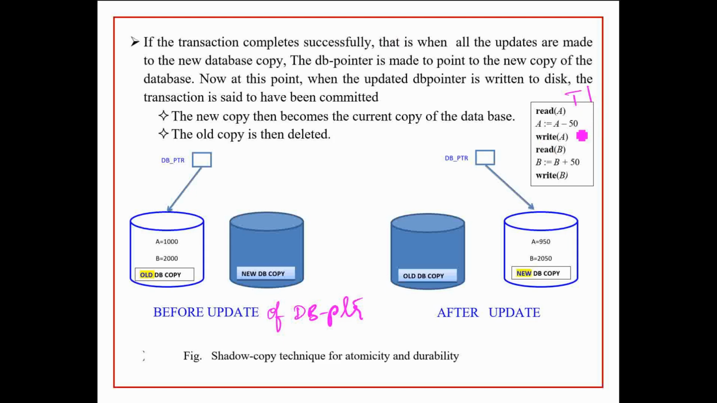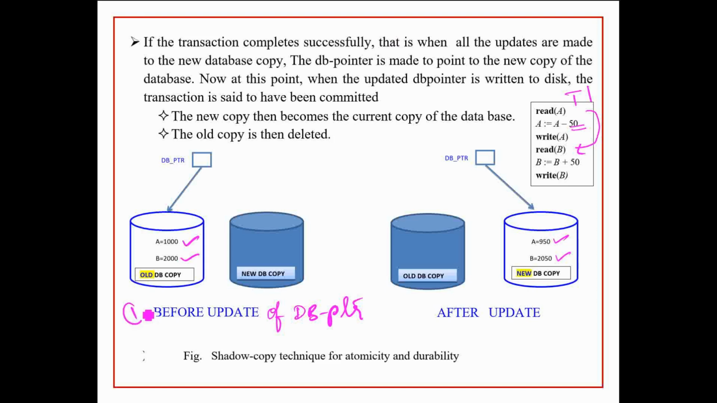Here this transaction wants to transfer an amount of rupees 50 from account A to B. Assume that the initial values of A and B are rupees 1000 and 2000 respectively. If this transaction is executed successfully, the updated values of A and B will be 950 and 2050.